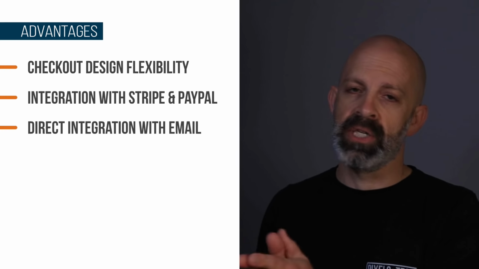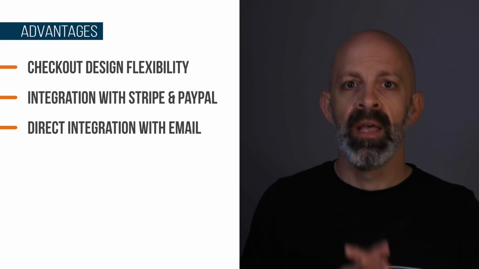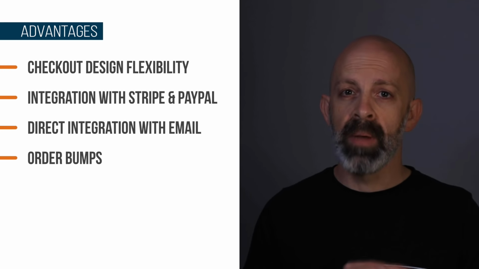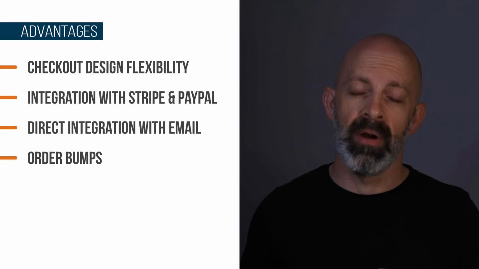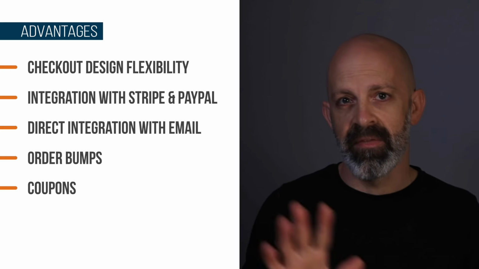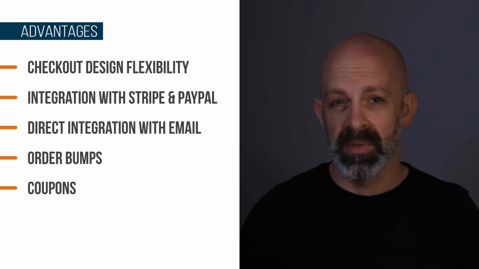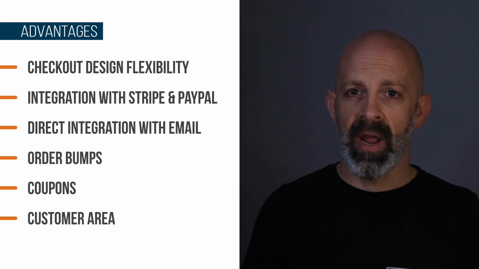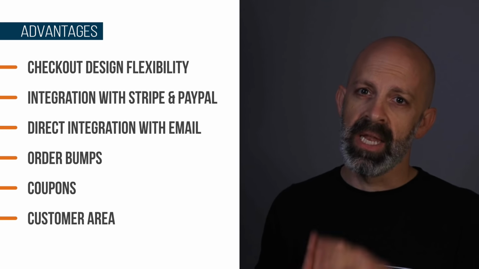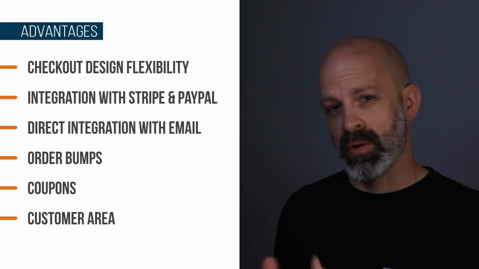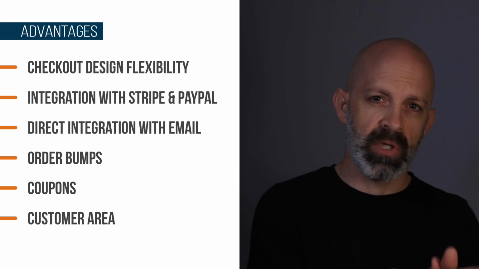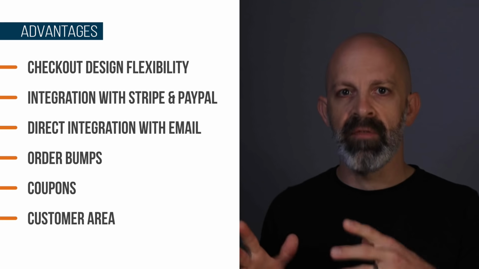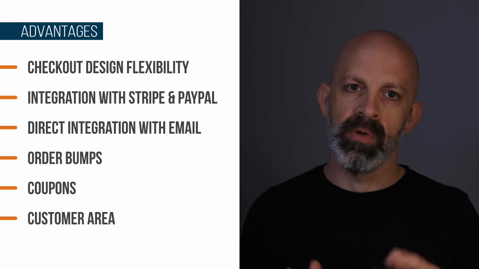Plus, there's a Zapier integration to send your customer data virtually anywhere that you would need it to go. Advantage number 4, order bumps are possible and they actually look pretty darn good. Advantage number 5, you can do coupons with this system, so that's pretty cool. Advantage number 6, there is a customer area where your customers can log in and see a purchase history of what they bought. Plus, if you have a subscription type model, they can manage their subscriptions. Now, this is only available for using Stripe, but it is available.